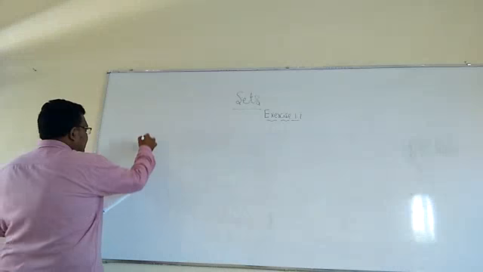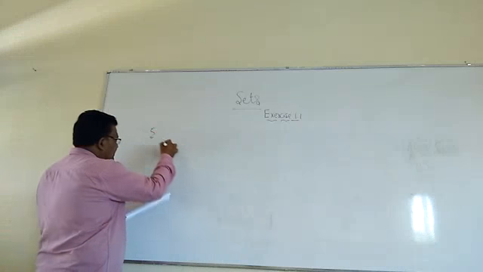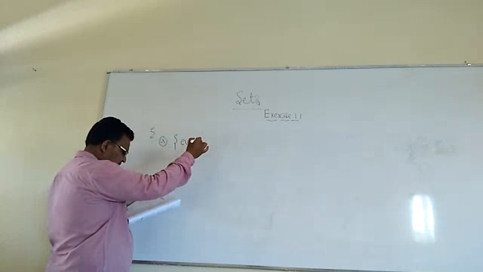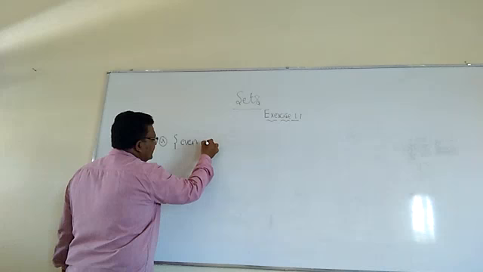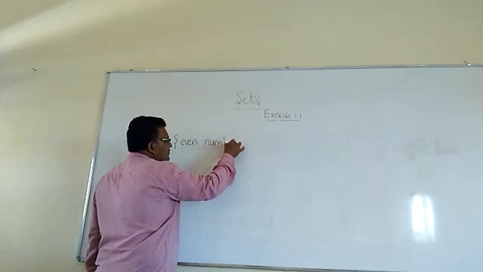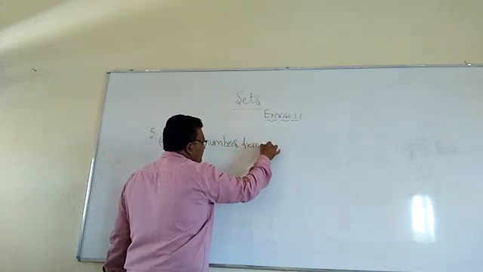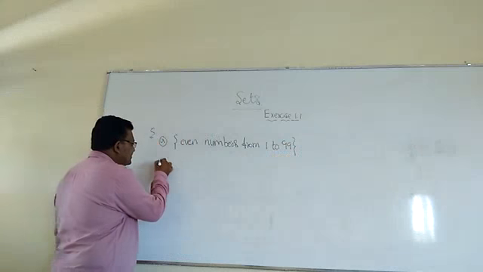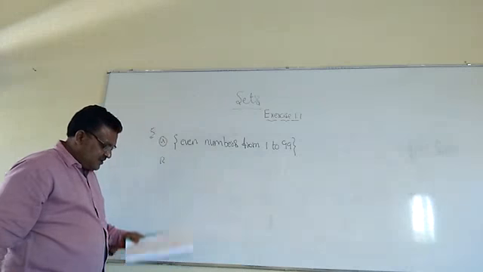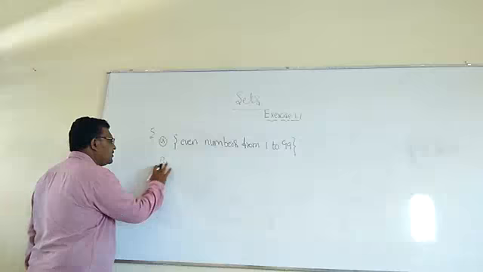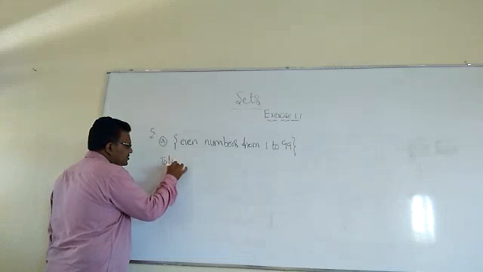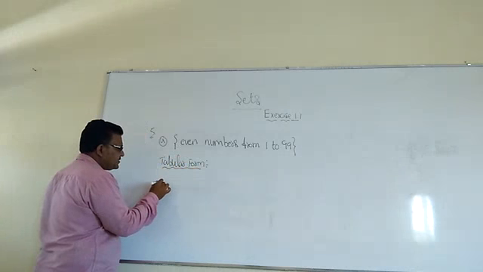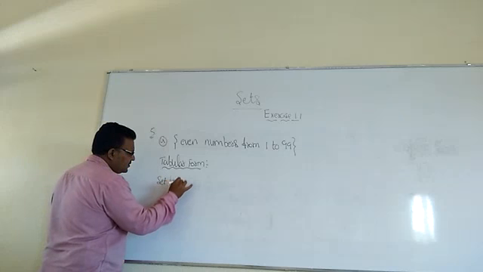The first one is even numbers from 1 to 99. First in roster form. They asked it in roster form or tabular, both are the same. In tabular form, and next, set builder form.